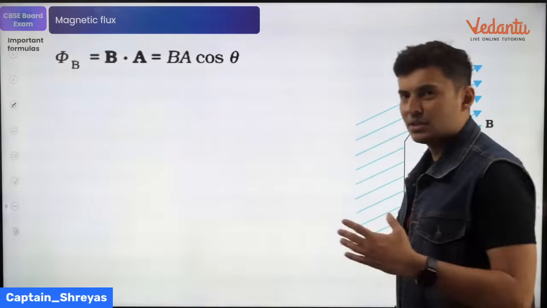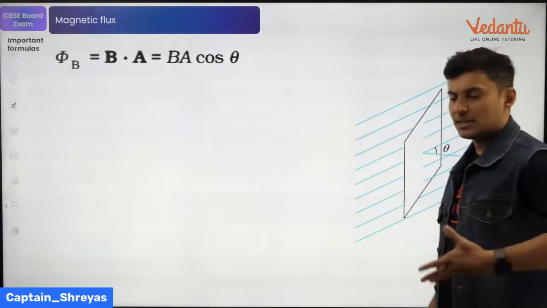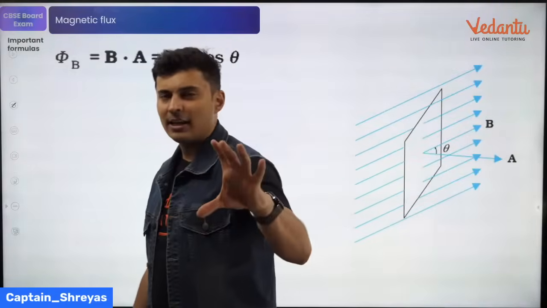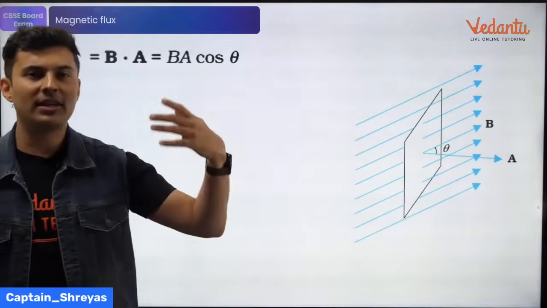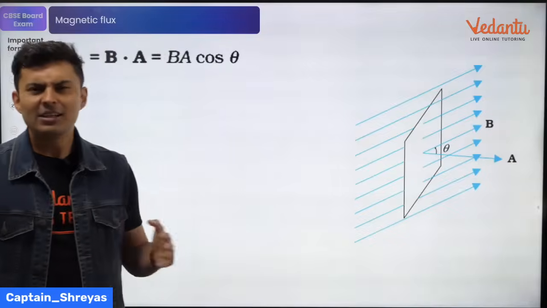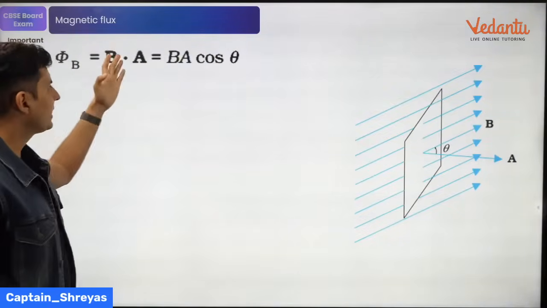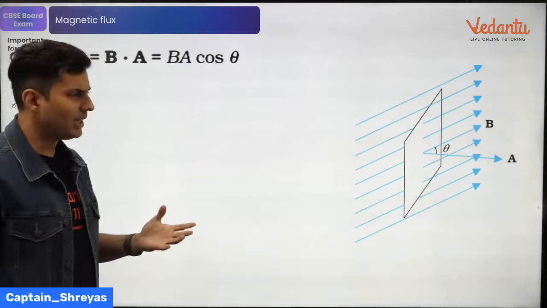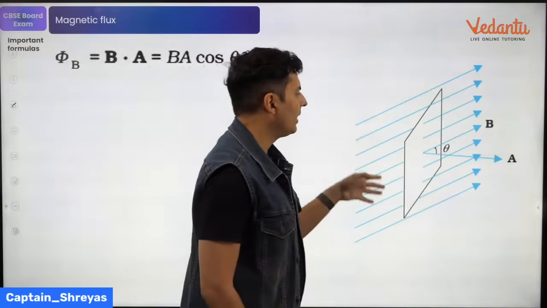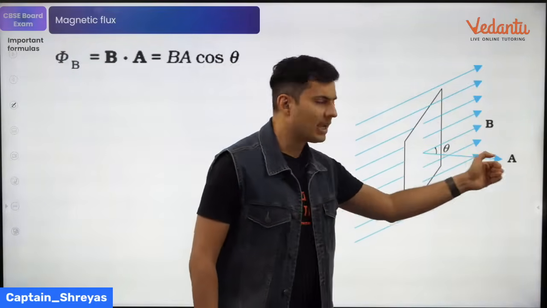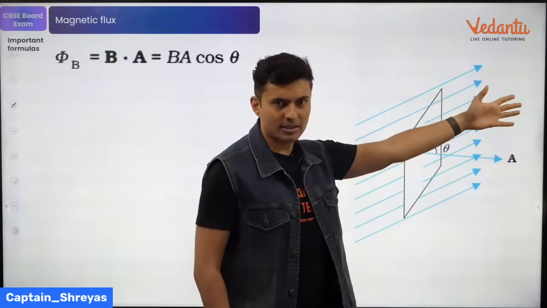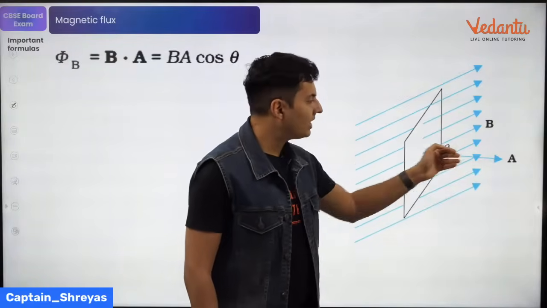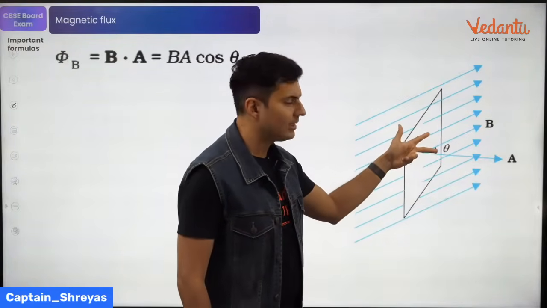Now, obviously, since we are talking about field lines cutting through a coil, that is area, so it makes sense to define something called the magnetic flux. Just like electric flux was electric field into area, magnetic flux will be, if you take a coil or an area, that will have an area vector, there will be a field in a certain direction, and the area vector and the field will make a certain angle theta.